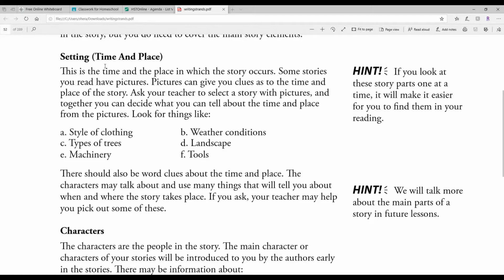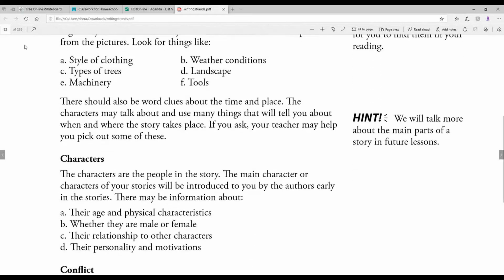I know that you read books, and so I'm pretty sure you're familiar with setting and getting an idea in your mind as to what time and place this might be. Now, the characters may talk about and use things that will tell you about when and where the story takes place. It says your teacher can help you pick out some of these things.